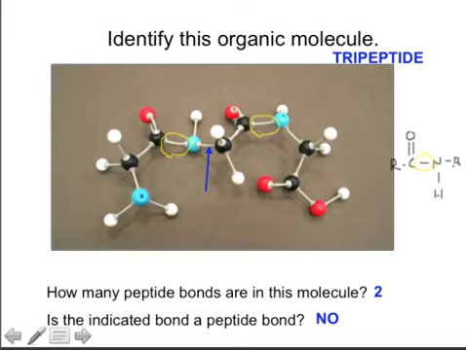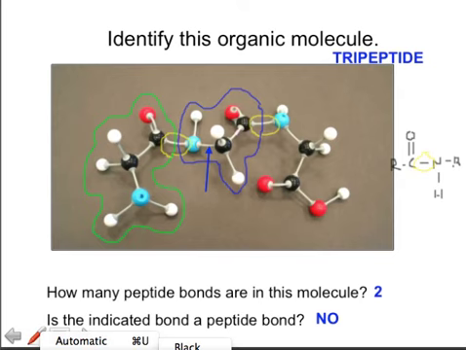Now, if we wanted to box out each of these different amino acids in this tripeptide, let's show you. This would be one amino acid right here. The next amino acid, we use a different color, would be this guy right here. And the last amino acid would be this guy right here.